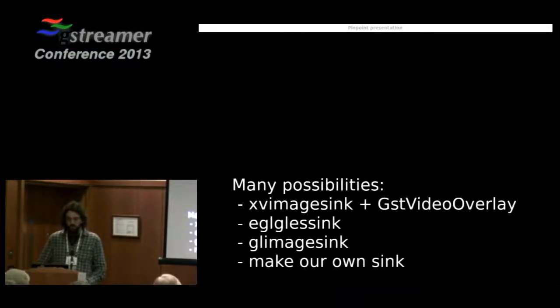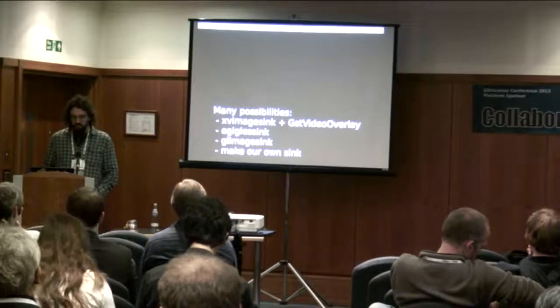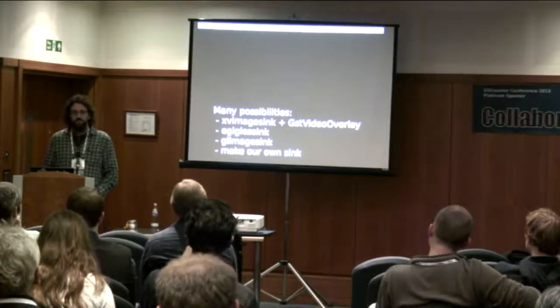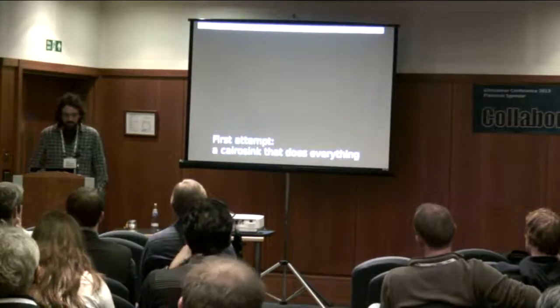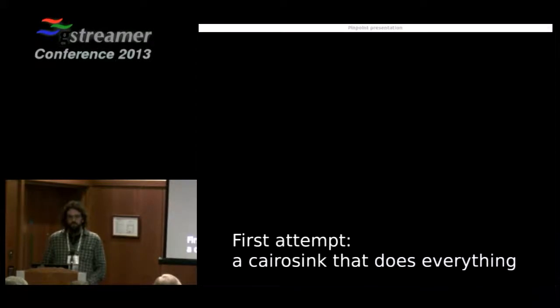You could also use either EGLGLESSink or GLImageSink and take the GL or GLES texture that it creates, where these elements will nicely put your video frames into a texture that exists in your OpenGL or OpenGLES world. So we could take that texture and wrap a Cairo GL surface around it. Or we can try to make our own sink, which has the advantage of allowing a lot of random experimentation without breaking other people's code. So that's the first attempt that I'm currently doing. I'm trying to make a nice integration with my own sink.